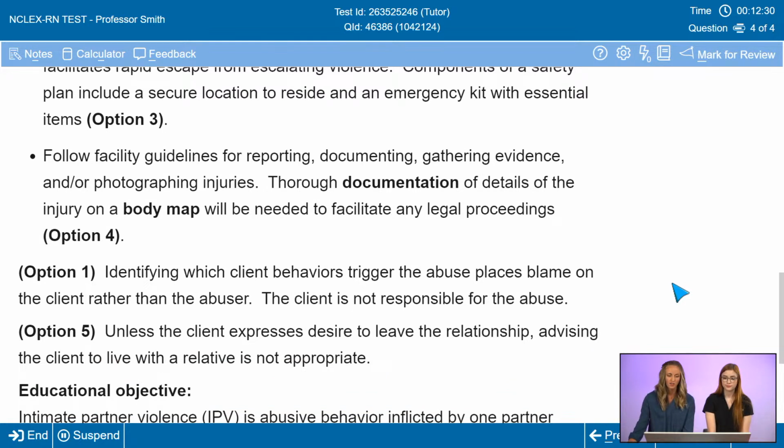Next, we're going to follow the facility guidelines in reporting and documenting, just gathering evidence, whether that looks like photographing the injuries themselves or documenting them on a body map. These things are really important for legal proceedings. It's important to have not only the subjective data of what the client's saying, but the objective data as well, such as the pictures or the body map. These are usually taken on a special camera that the hospital has, and so it's important to look at your facility guidelines if you do encounter a client who has gone through abuse.